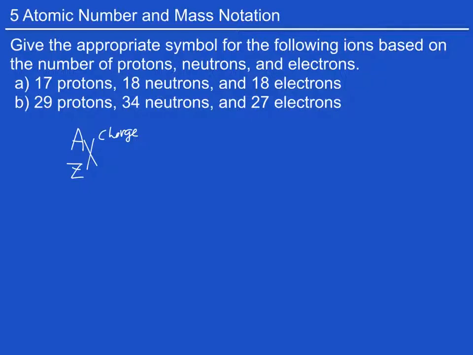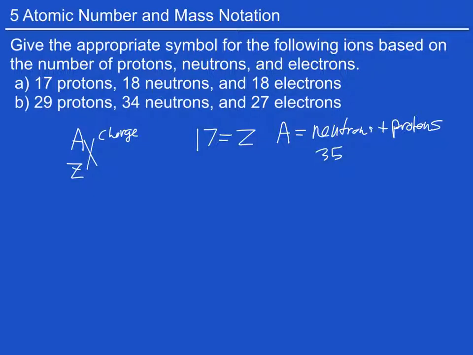So the first thing we have is 17 protons. Well, we know that number of protons determines the element, so that is the atomic number. So 17 is equal to Z. Now looking at the neutrons, we know that the mass number A is equal to the number of neutrons plus the number of protons, which means that it is equal to 35. 17 plus 18.